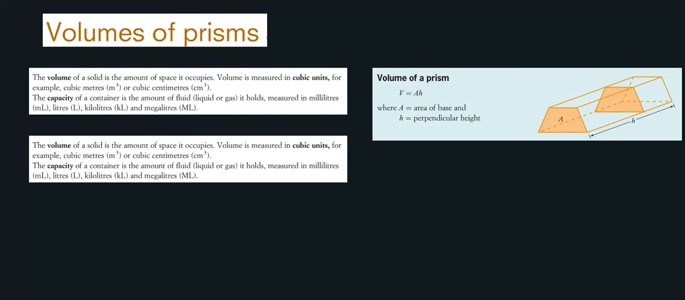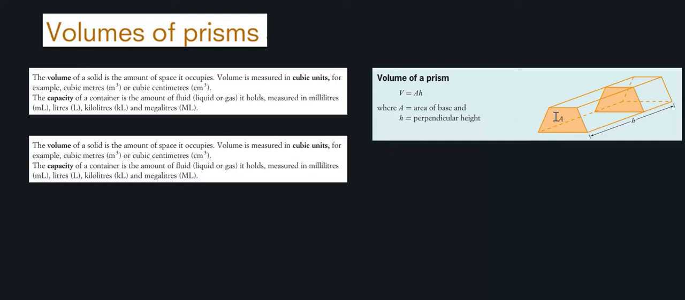In previous videos we've discussed the definition of a prism, and I just want to make some quick points about volume. So the volume of a solid, we think of volume as capacity. So if we filled the shape with water, how much water could we fit into that shape?